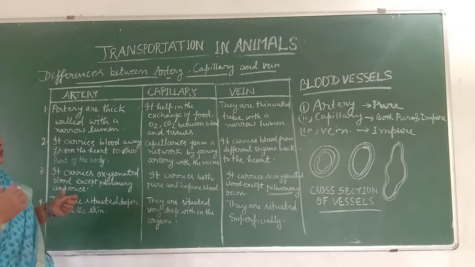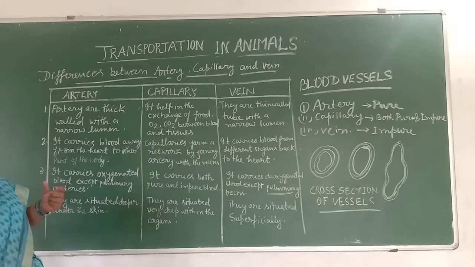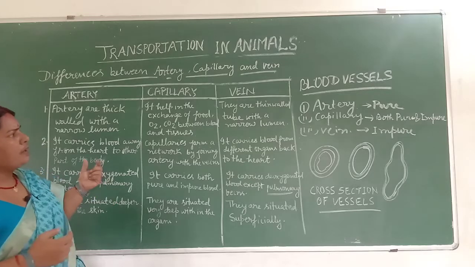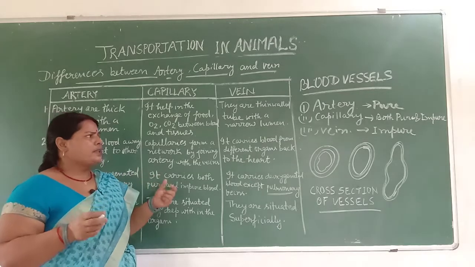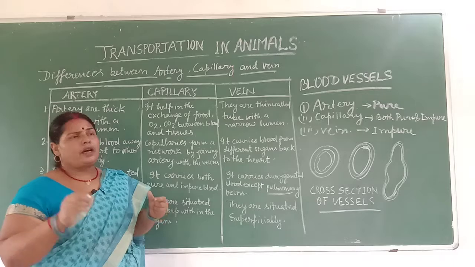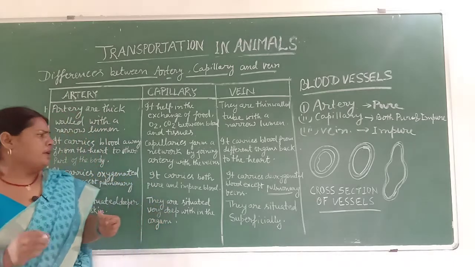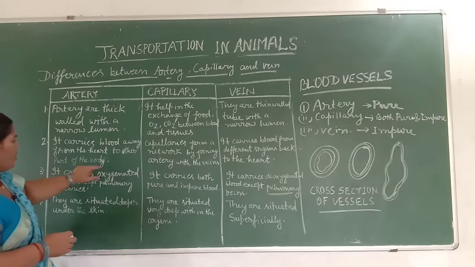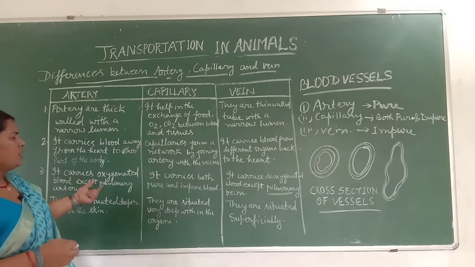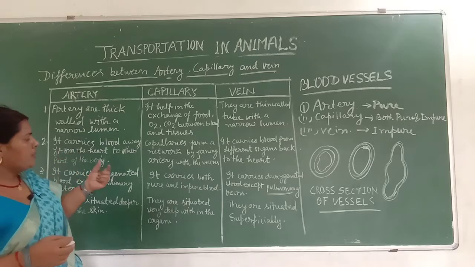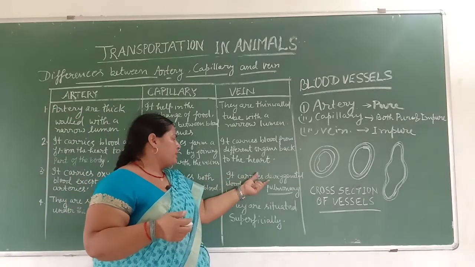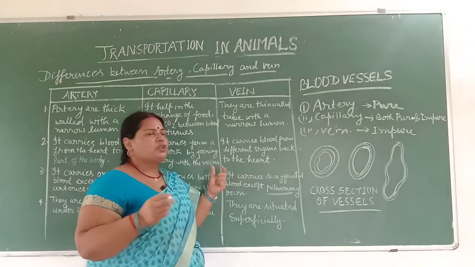Next, the artery always carries the blood away from the heart to other parts of the body. Capillary always helps in the exchange of food, carbon dioxide, oxygen and blood to the tissues, and vein carries blood from different organs back to the heart. So the third function is the artery carries oxygenated blood except pulmonary arteries, and the capillary carries both pure and impure blood, and veins carry deoxygenated blood except in the pulmonary veins.